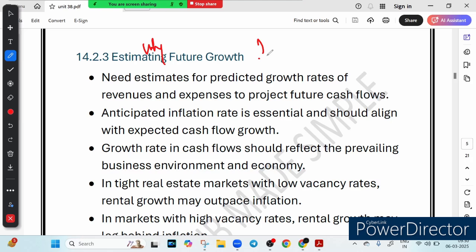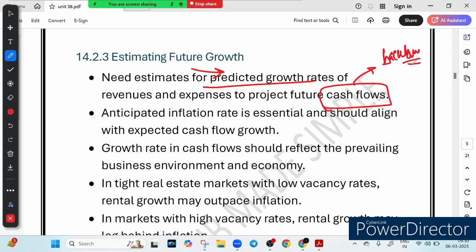This helps us predict the cash flow. The answer is it helps us in predicting the cash flow. That's why we need to estimate future growth. This cash flow is just like the backbone of valuation. So to do this, we need to estimate what?